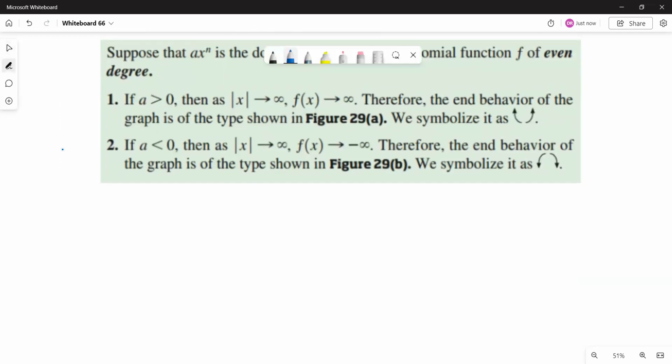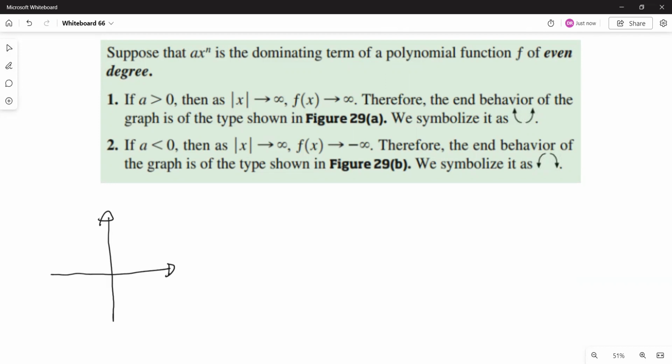So let's say you have the graph of a polynomial whose leading coefficient is positive and the degree is even. So the absolute value of x approaches infinity. That is, as x approaches negative infinity, f of x approaches infinity, and as x approaches infinity, f of x approaches infinity. In between, there might be some other things, like some turning points or some zeros.